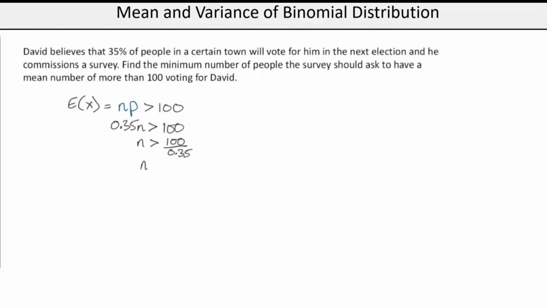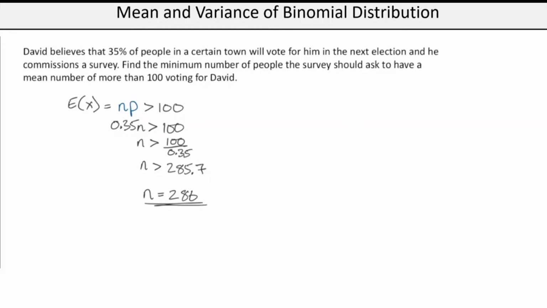Doing that division, we get 285.7. Well, we needed to know the minimum number, and since N must be an integer and must be greater than 285.7, we'll choose 286. David is going to need 286 people in the survey to give him a mean that is bigger than 100.